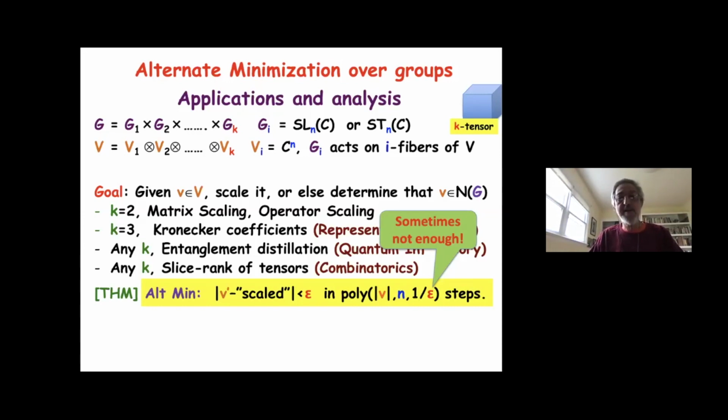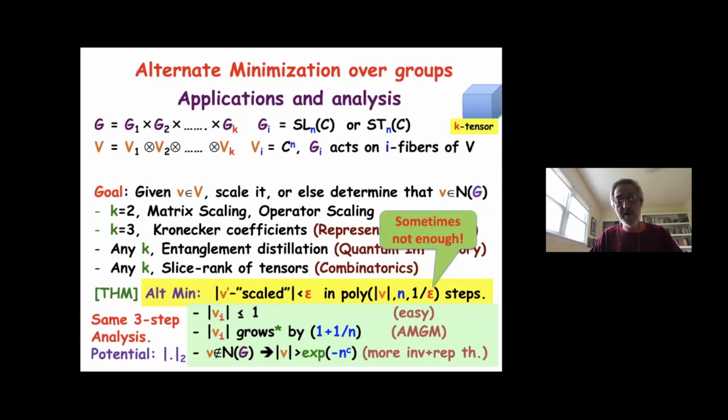The analysis turns out to be exactly the same as in the previous 2 examples. And the potential function is suggested by the fact that the vector, if it should fail, if you can't scale, it's simply the L2 norm of the vector. So somehow you automatically get a potential function; you don't need to be clever. And the way it works is as before, there are 3 steps.